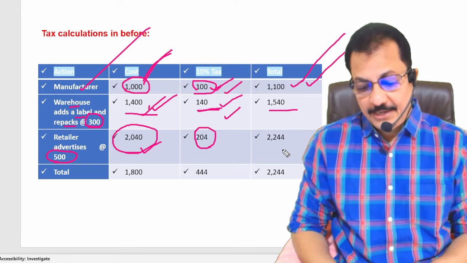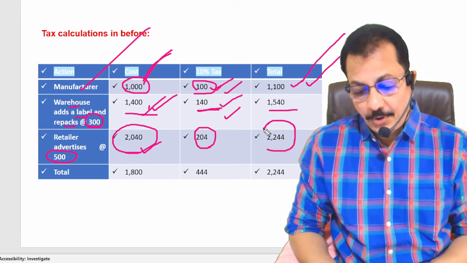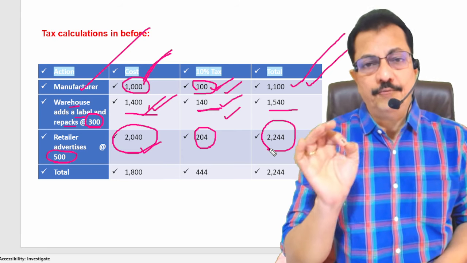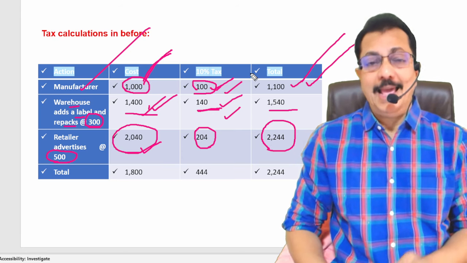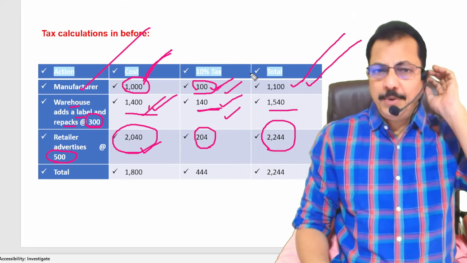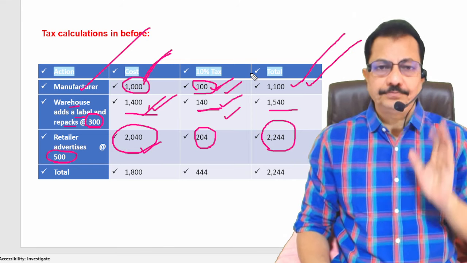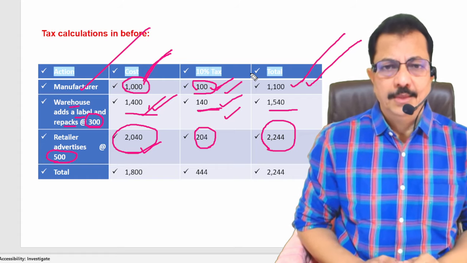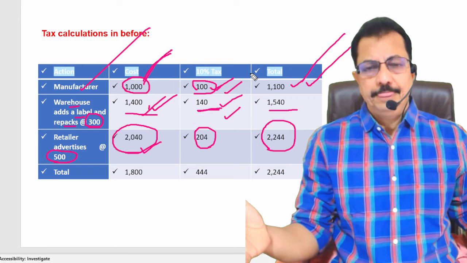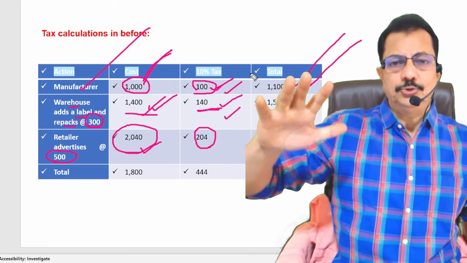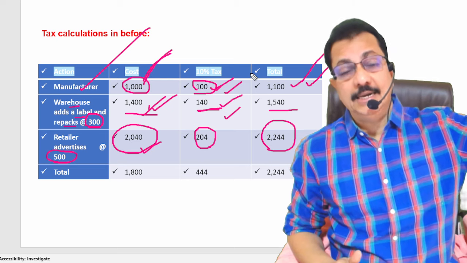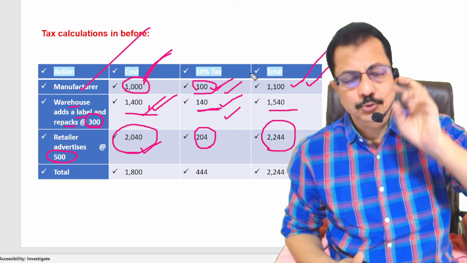Very, very important. And finally the product value reaches the level of 2244, where the tax has been imposed on tax also. So people are forced to pay the tax. This is called double taxation. But people did not understand. The government did not understand in the beginning. But by the time the government understood, it had become so late. And the government opened its eyes and initiated the process in the year 2000.